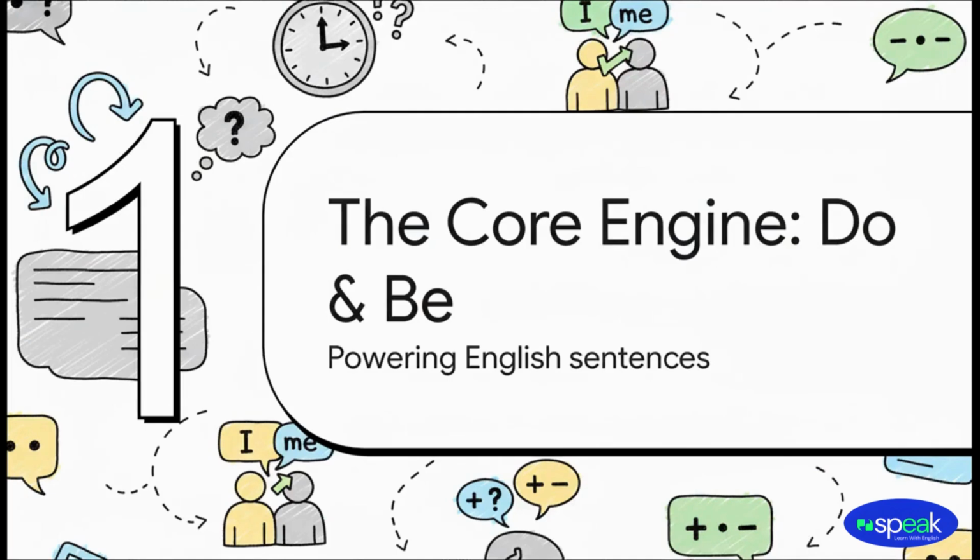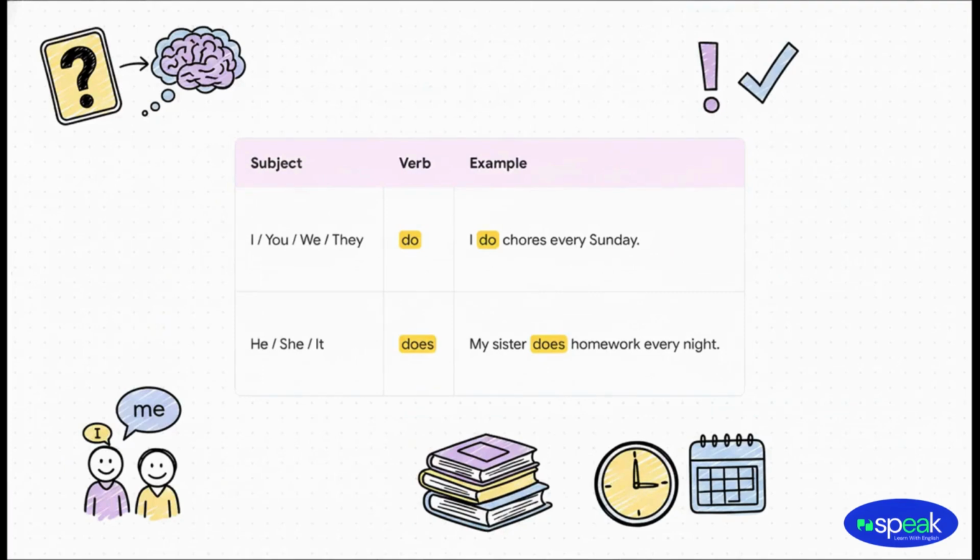All right, so everything really starts here. To do and to be. Think of them as the engines that power so many English sentences. If you can get these two down, you're already taking a huge step towards sounding more natural and fluent. Okay, let's start with the present tense.